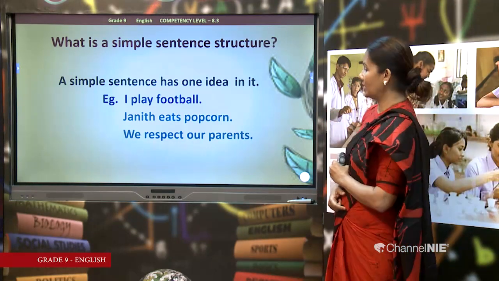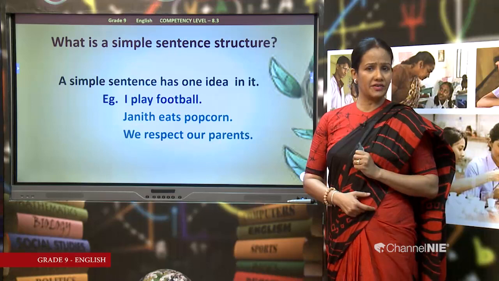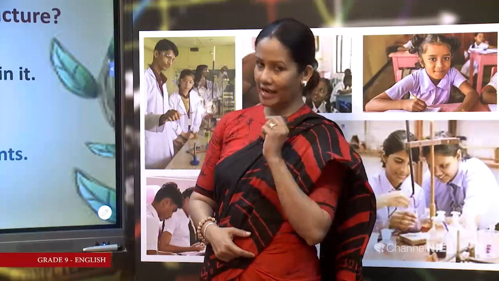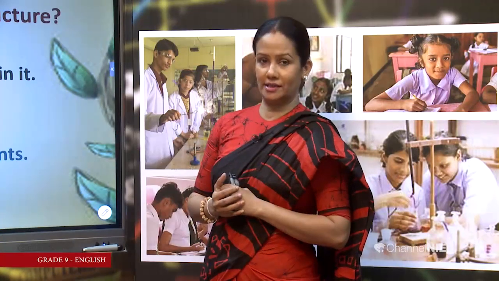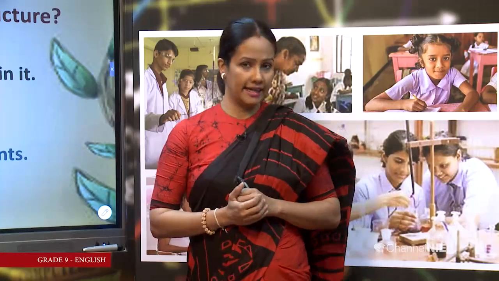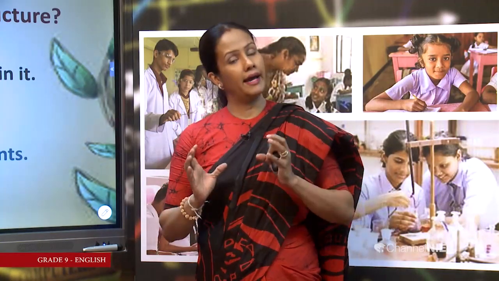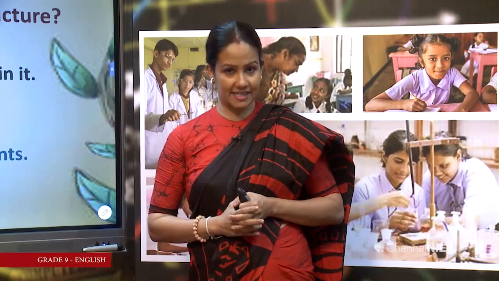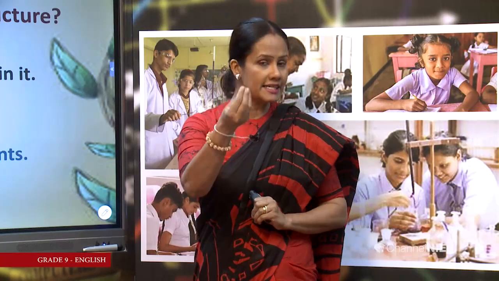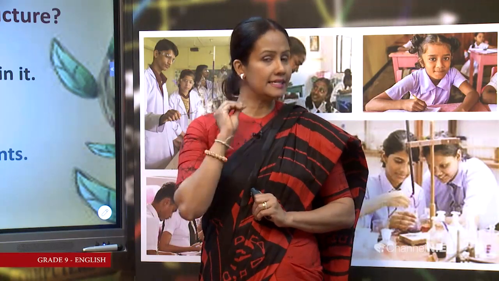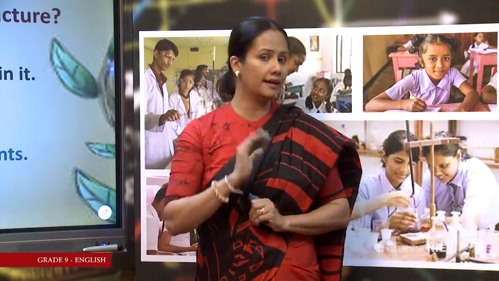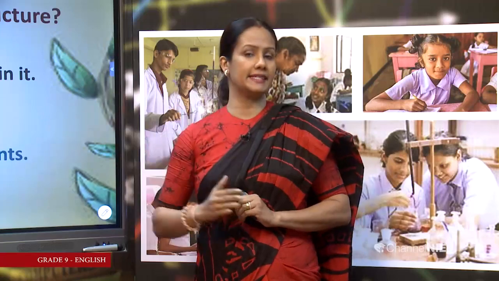Now, we will have a look here. What is a simple sentence structure? Can you tell me? Yes, I know you can tell me because it is on the board. A simple sentence has one idea in it. Now, remember, there can be different types of sentences. But today we are going to learn what a simple sentence is. In a simple sentence, only one idea can be there. Only one idea. There are no several ideas.